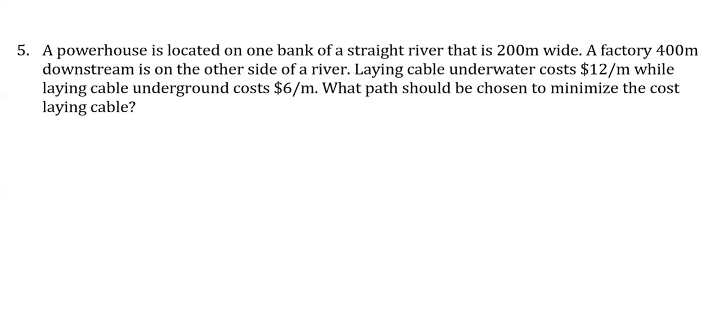Okay, so a powerhouse is located on one bank of a straight river that is 200 meters wide. A factory is 400 meters downstream and on the other side of the river. Laying cable underwater costs $12 per meter, and laying cable underground costs $6 per meter. What path should be chosen to minimize cost laying the cable?